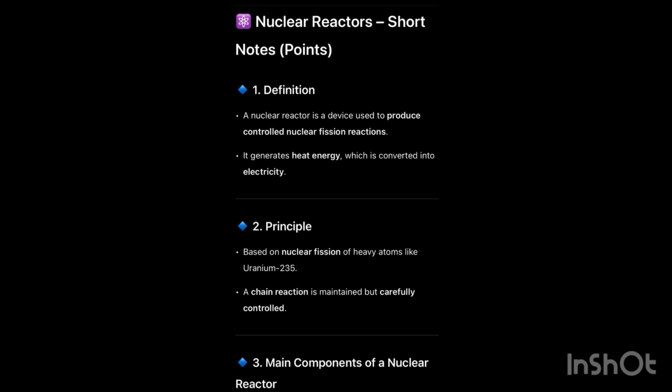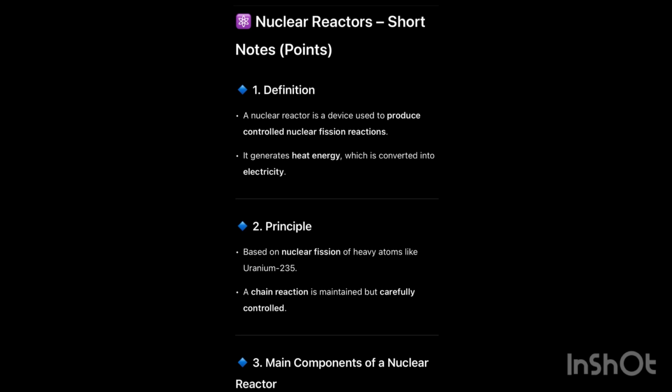Nuclear reactors, short notes. Definition: a nuclear reactor is a device used to produce controlled nuclear fission reactions. It generates heat energy which is converted into electricity. Principle: a nuclear reactor is based on nuclear fission of heavy atoms like uranium 235. A chain reaction is maintained but carefully controlled.